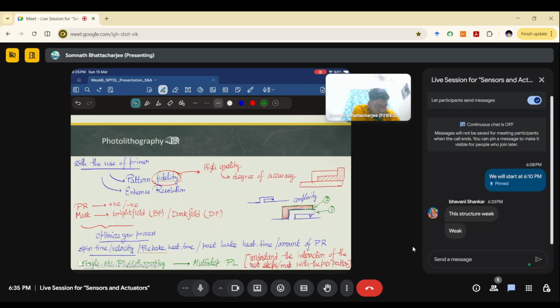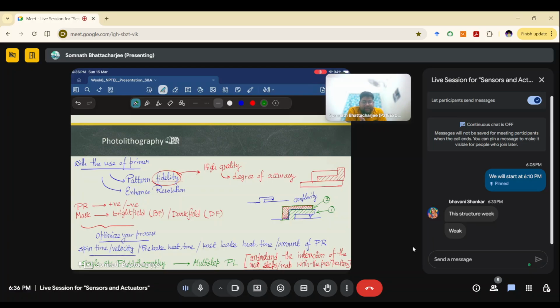Just a second. If this blue structure is enough to withstand this complete red metal. You need to understand how the new materials and new steps behave. Let's say you are etching the new metal, and while etching the new metal, your old metal is getting etched away. So it's a problem, right? While you are using multi-step photolithography, you need to understand that you are not disturbing or destroying the previously made patterns.